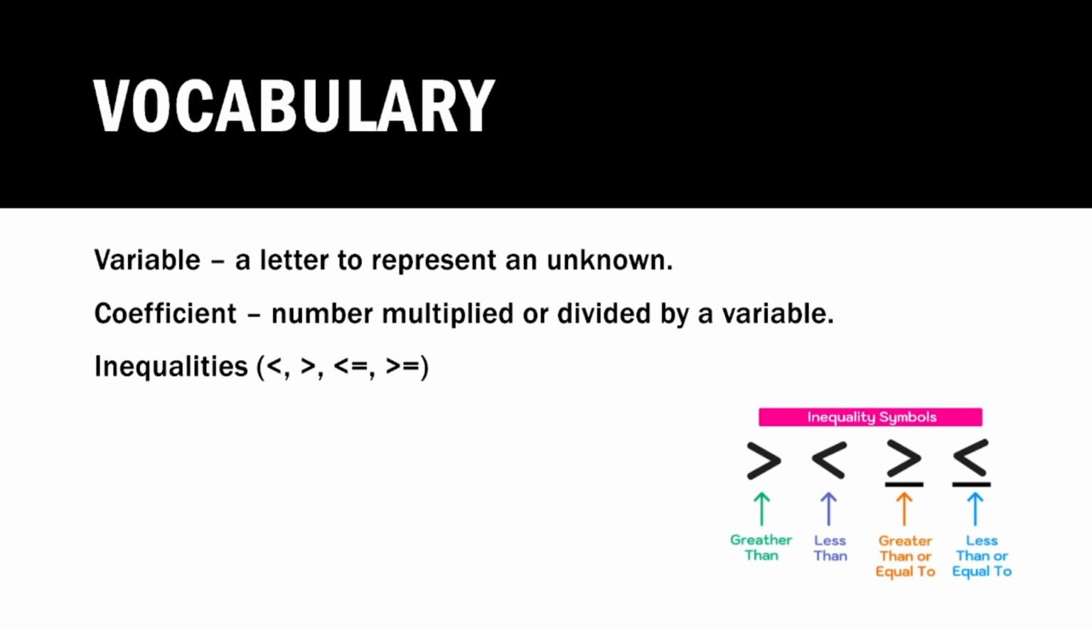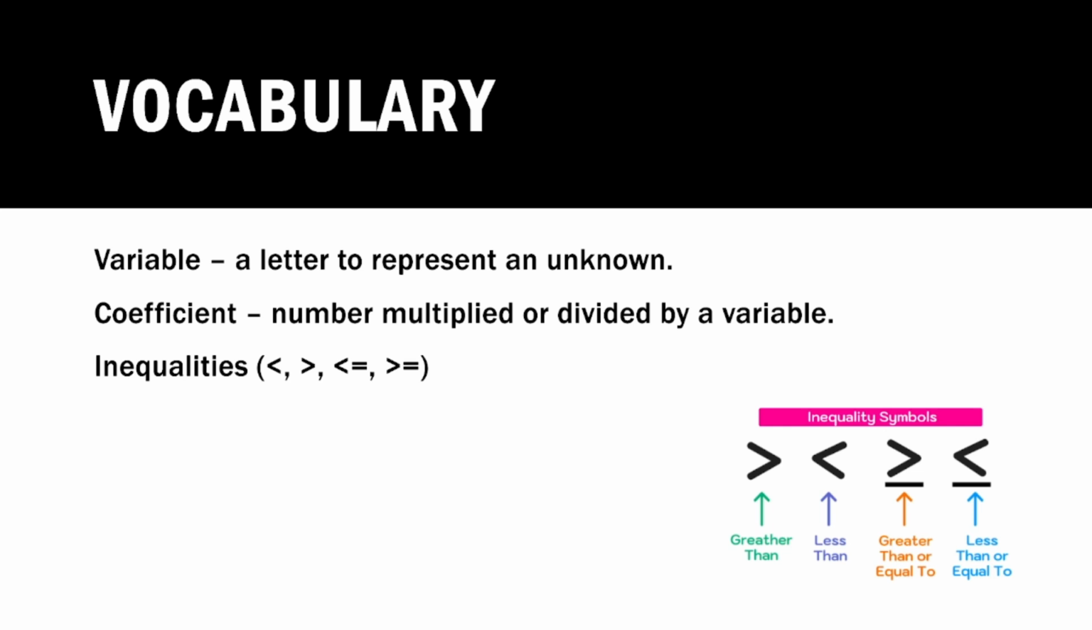Inequalities are those symbols. You might have seen them when you were at school for math. If you're not sure what they mean, here they are. On the bottom right, it labels all of the signs. Greater than is the symbol that looks like a 7. Less than is a symbol that looks like the L. Greater than or equal to is a 7 with a line under it. And less than or equal to is an L symbol with a line under it.